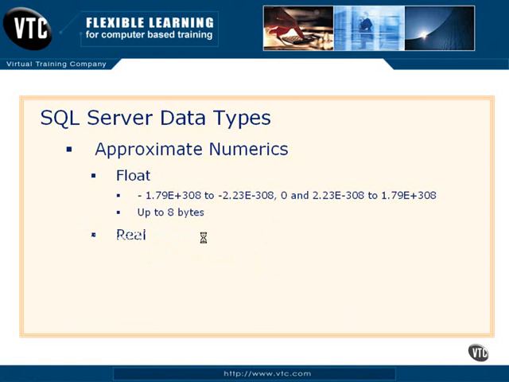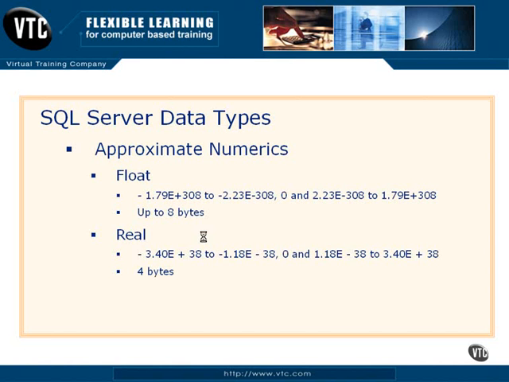Now approximate numerics. You have float and real. Approximate numerics use a floating decimal point. These are popular and convenient, but they're not precise. So be aware that you should not use these in financial, medical, or scientific calculations where accuracy is of utmost importance, because you will get rounding errors and changes in your data, slight ones, but changes nonetheless.